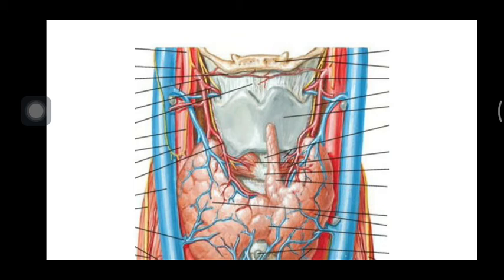Then, after reaching the upper pole of the lateral lobe, it divides into terminal branches. The terminal branches are the anterior branch and the posterior branch. The anterior branch accompanies the medial border of the thyroid gland and anastomoses with the fellow of the opposite side on the upper part of the isthmus. The posterior branch passes downwards along the posterior border of the lateral lobe and anastomoses with the ascending branch of inferior thyroid artery.